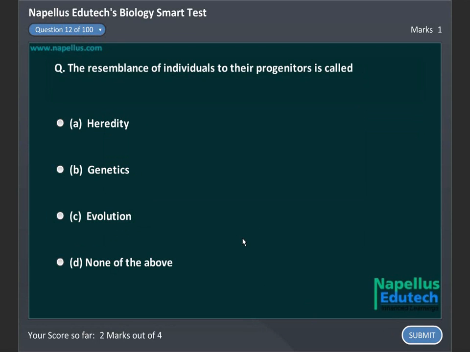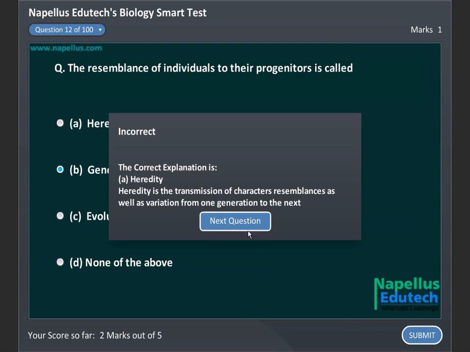The resemblance of individuals to their progenitors is called: A. Heredity, B. Genetics, C. Evolution, D. None of the above. Correct answer is A. Heredity.